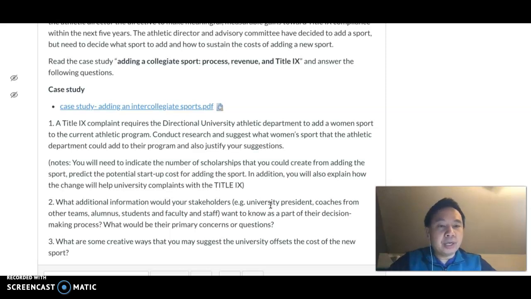When you come up with the idea, you also need to provide explanations about how much it will cost if we're going to add these programs, right? When you try to calculate or estimate the costs, you have to think about how many scholarships you are going to offer, and the coach's salary. You have to think about travel. You have to think about the equipment and all that kind of stuff. So you need to come up with a basic idea about how much money you have to spend for adding this sport to the current athletic program. So that's the first question.